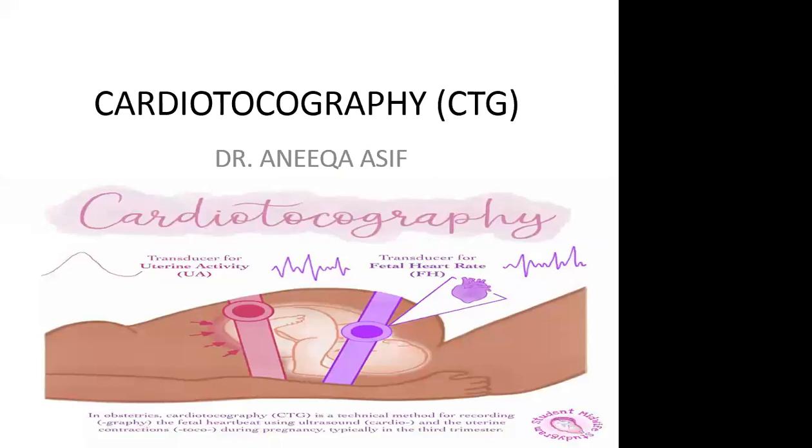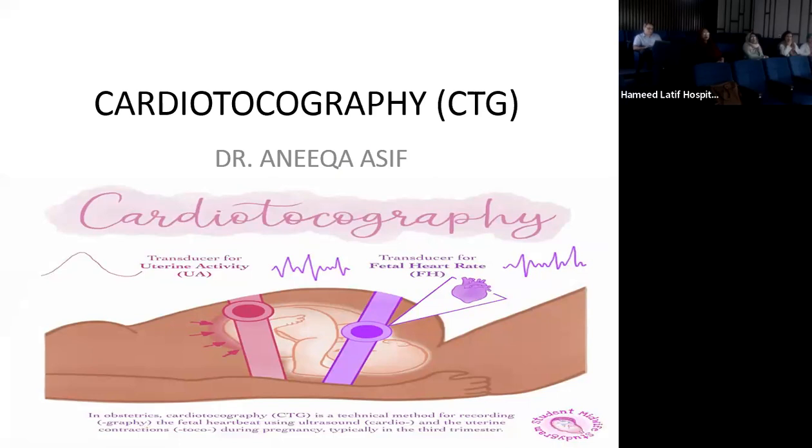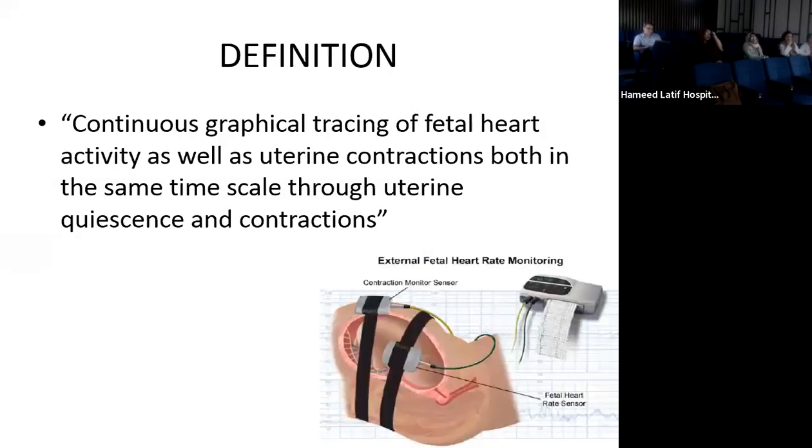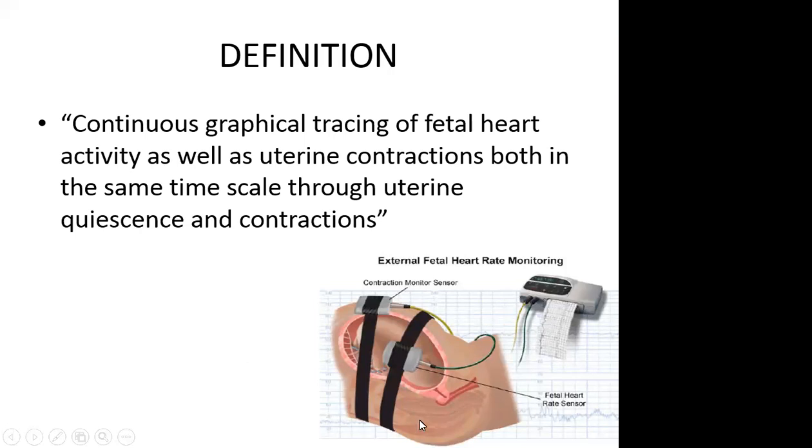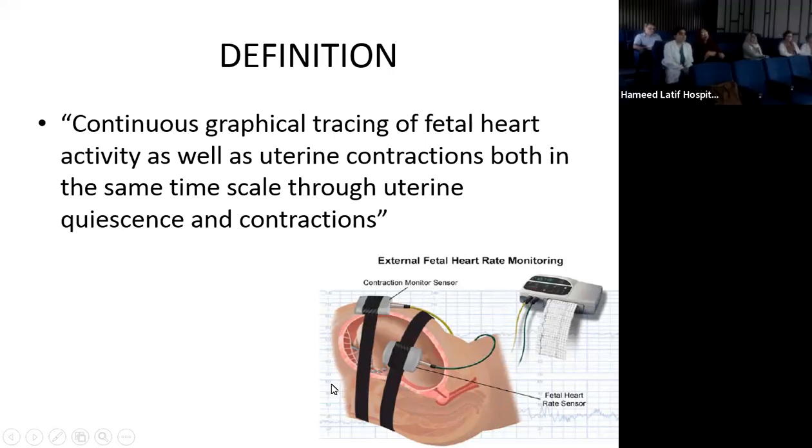Anita Asif, and I am here to present you the topic CTG, that is also known as cardiotocography. It is defined as continuous graphical tracing of fetal heart activity as well as uterine contraction, both on the same time scale. We can see in this diagram, these two probes are placed on the abdomen of a female. This one records the fetal cardiac activity, and the second one above records the contraction.